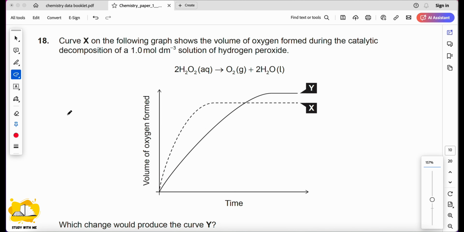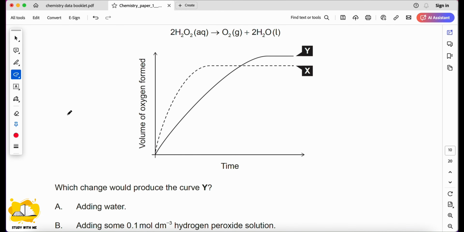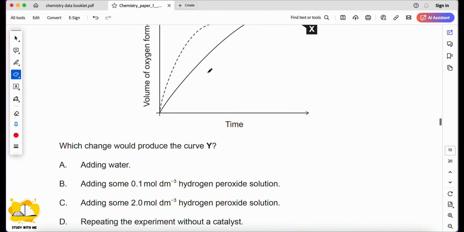Number 18. Curve X on the following graph shows the volume of oxygen formed during the catalytic decomposition of a 1 molar solution of hydrogen peroxide. As you can see on this graph, the volume in Y is more than X, and it's faster. The time is faster compared to the X curve. So which change would produce the curve Y?